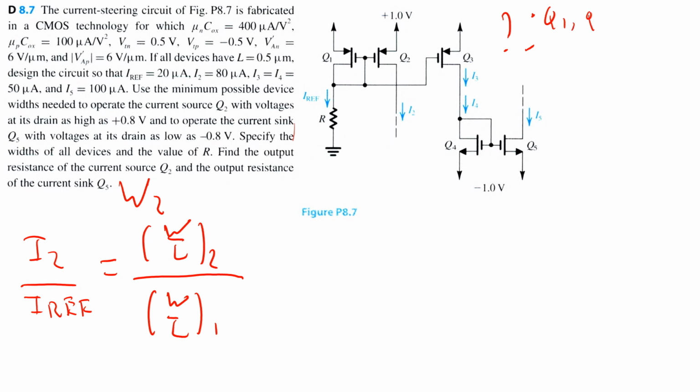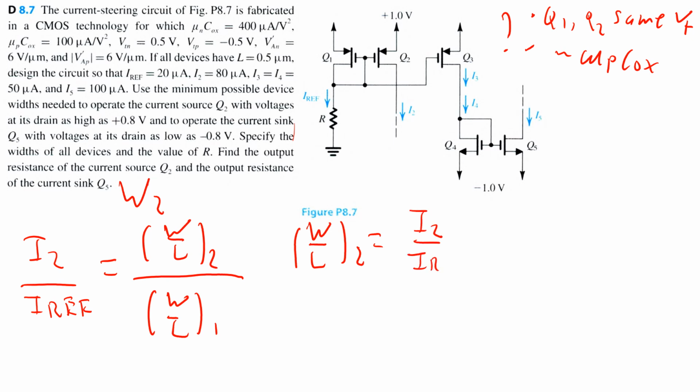Q1 and Q2 have the same VT and also the same μp Cox parameters. So we do not have to go through the entire saturation current equation. We can instead just solve for W this way. So we'll say W divided by L for Q2 is equal to I2 divided by Iref times W over L for Q1. And you can see that this becomes a scaling factor.